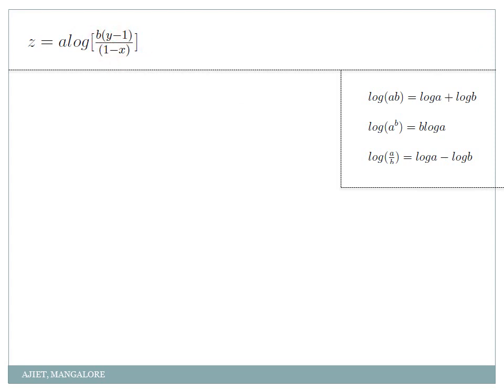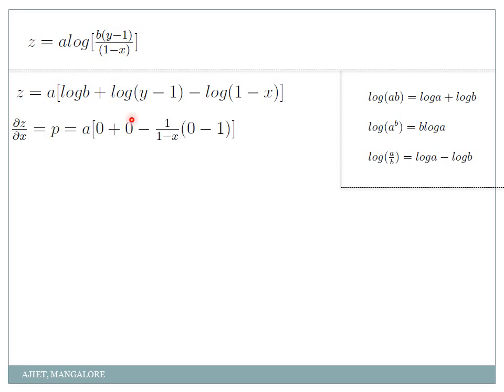So I'll be getting log a minus log b. That is, the entire numerator is b into (y minus 1), so there I can apply my first property, log ab, so log a plus log b. Hope you can follow it. Minus log of (1 minus x). Try to apply the properties of log. Now we can go on differentiating.